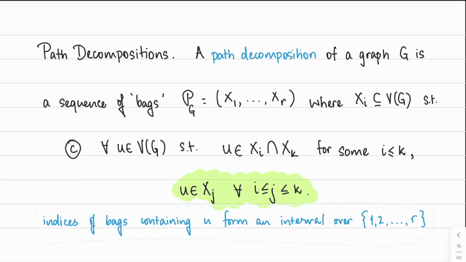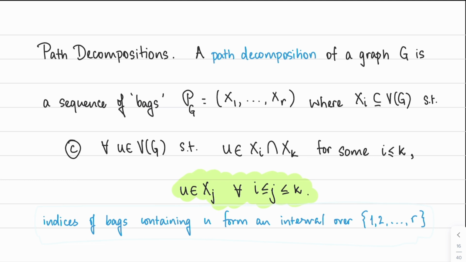Now notice that there could be multiple valid path decompositions for a given graph. It's by no means unique. In particular, every graph has the so-called trivial path decomposition, which consists of just one bag, x1, which is equal to the entire vertex set of the graph. This, as you can easily check, satisfies all the three properties that we have listed. Now, it turns out that in general, this is not a very useful path decomposition to work with, as we will see in due course, but it's definitely a perfectly legitimate and valid path decomposition.